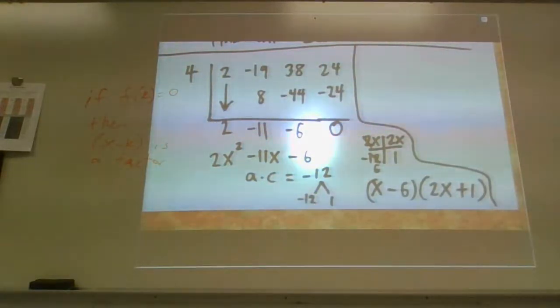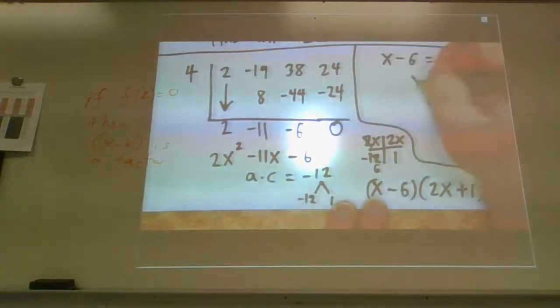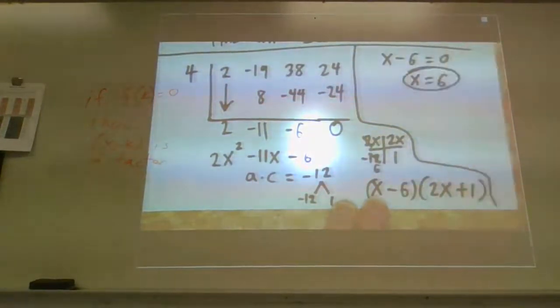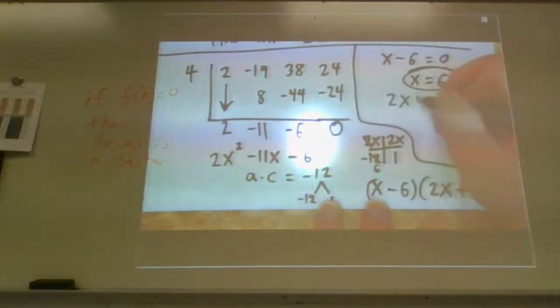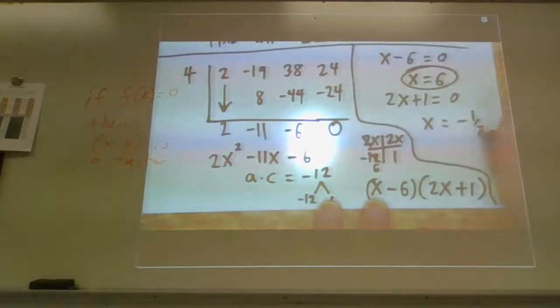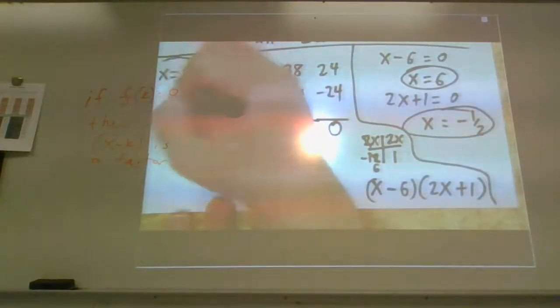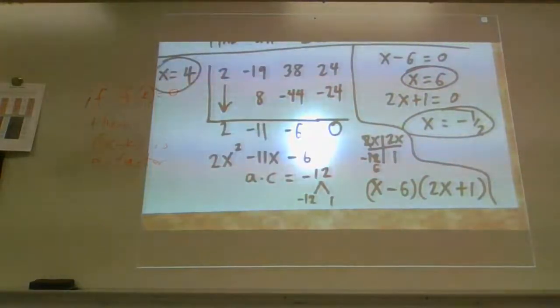And from those remaining factors, I am going to get an answer of positive 6, and I am going to get an answer of negative 1/2. There are 3 zeros to this problem, technically. Positive 6, negative 1/2, positive 4.